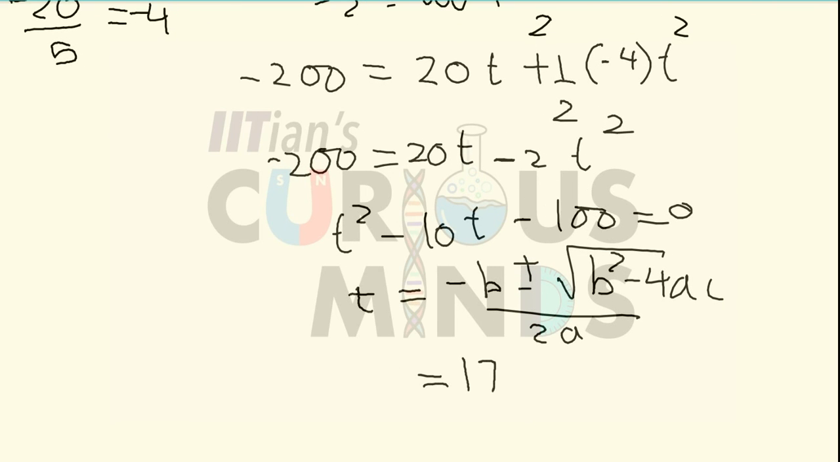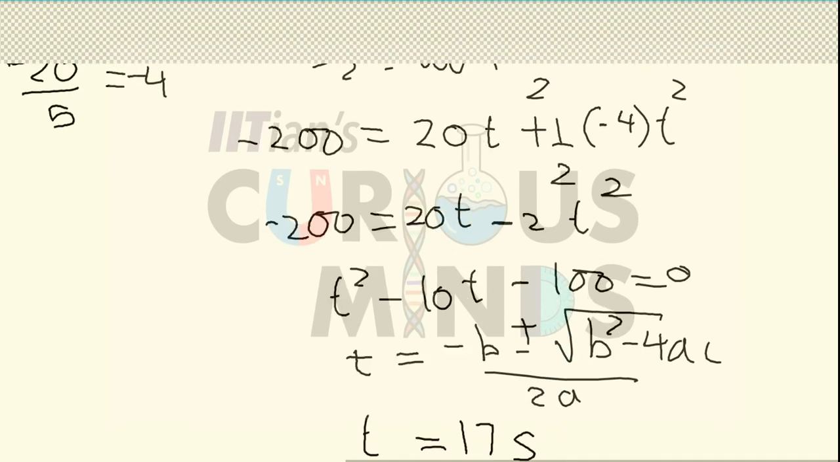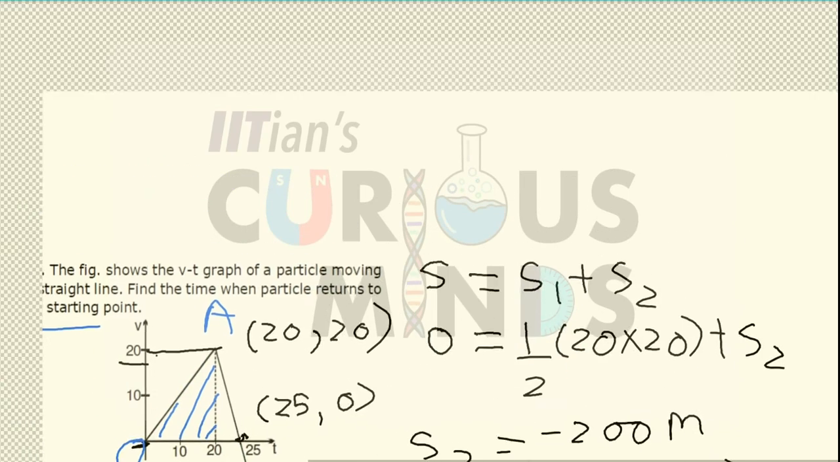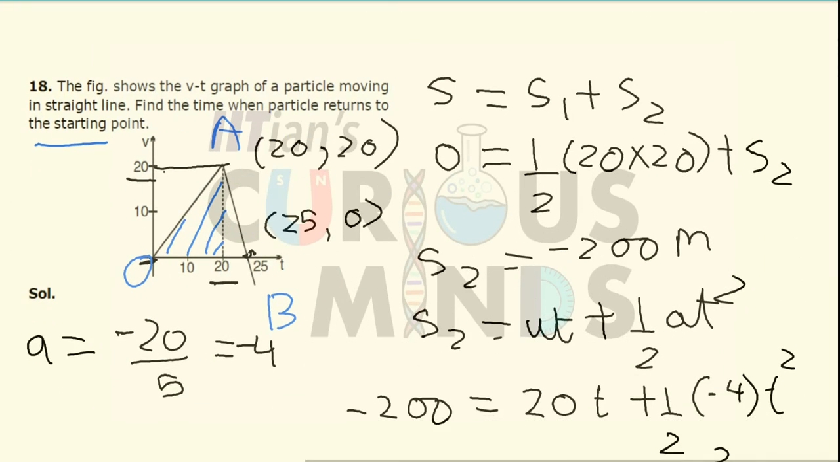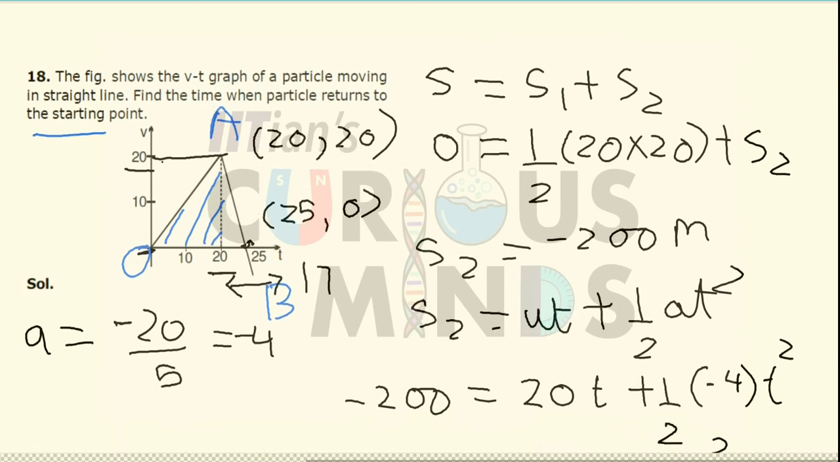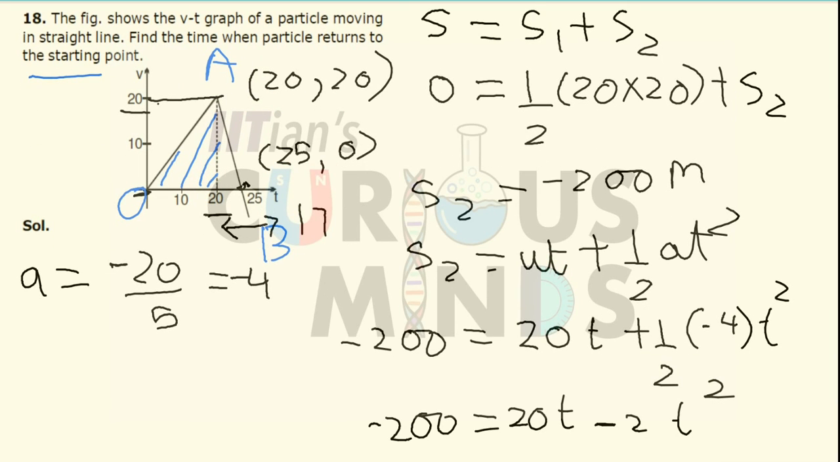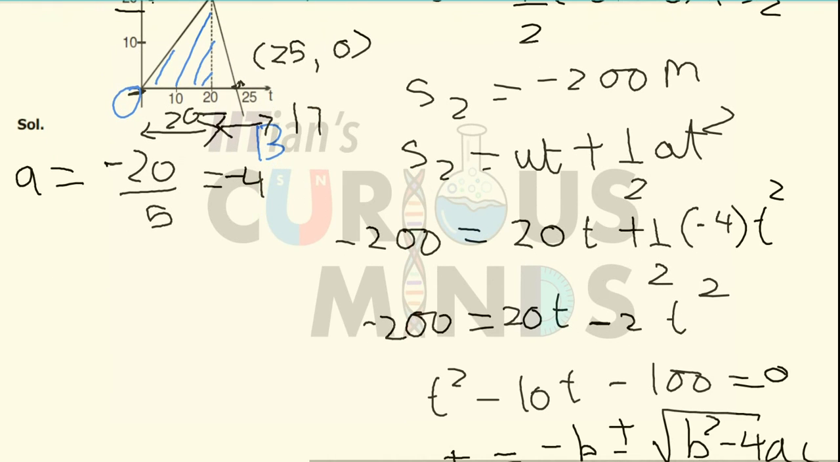If I calculate the value over here, the positive value I will get is approximately 17 seconds. So after 17 seconds it will come to rest. So the original time period from the starting will be equal to 0 to 20 plus 20 to 17, which gives a total time period of 37 seconds, after which the body will come to rest.